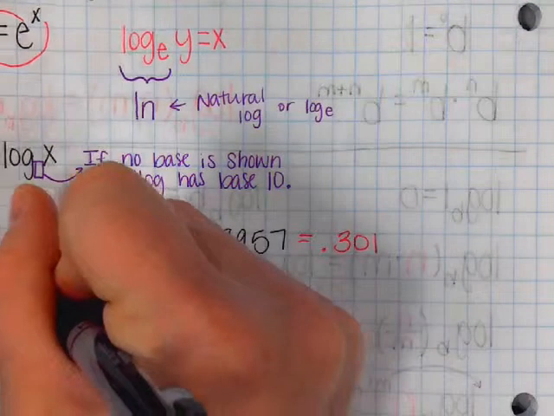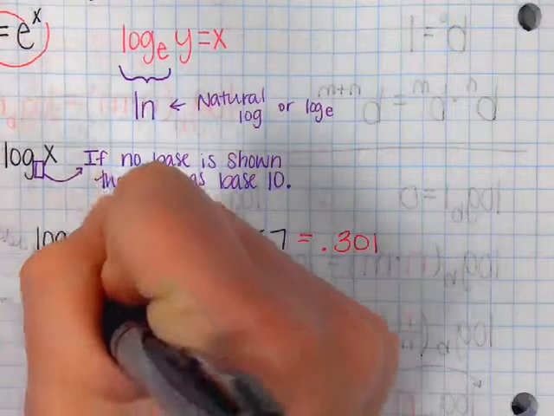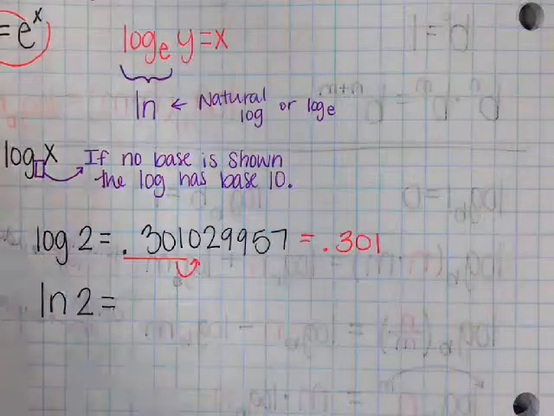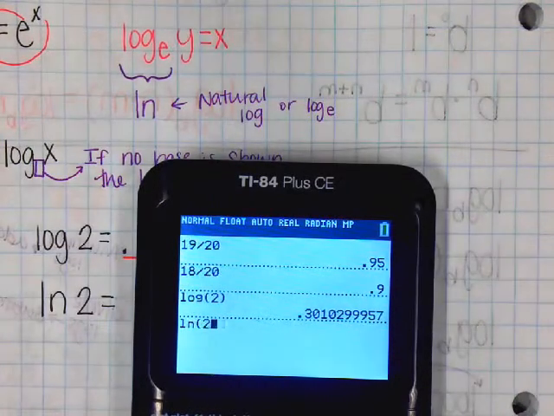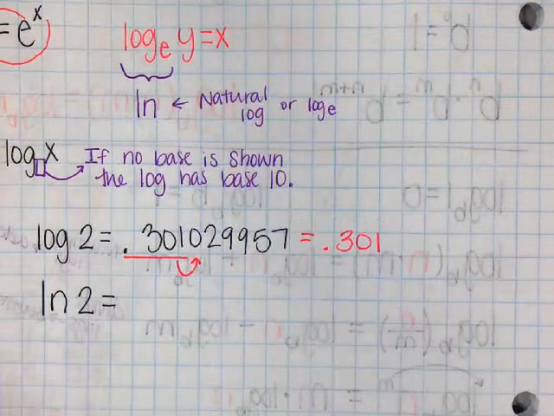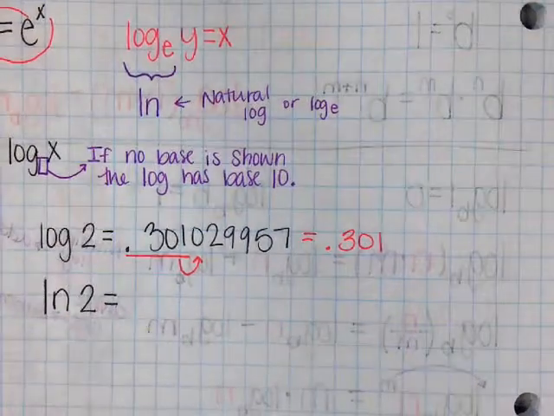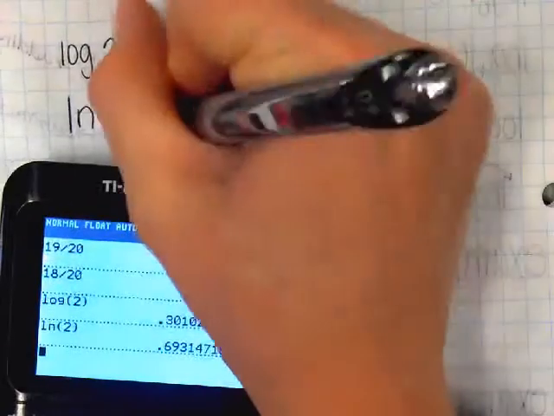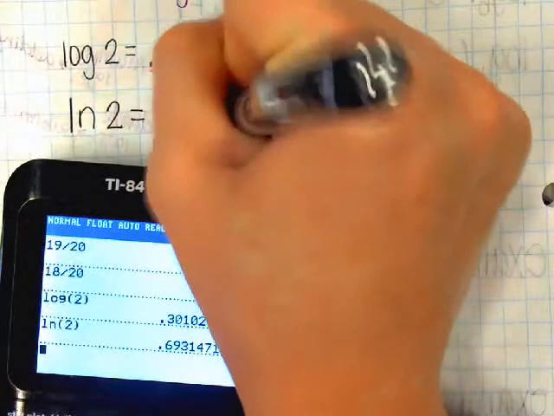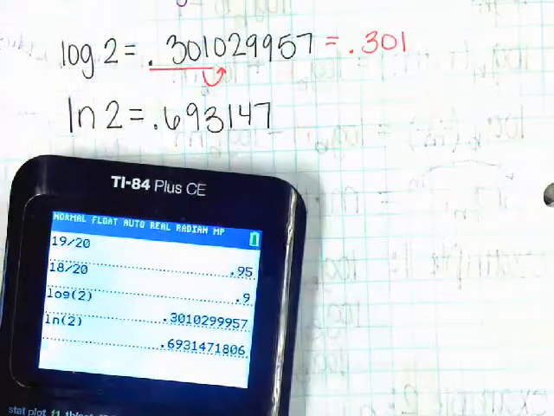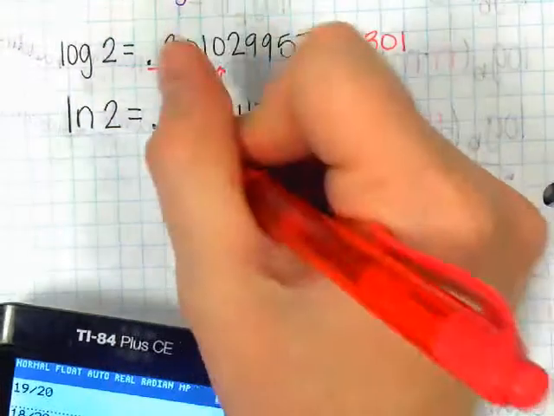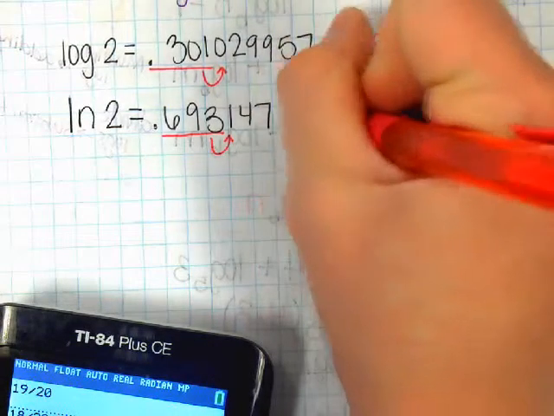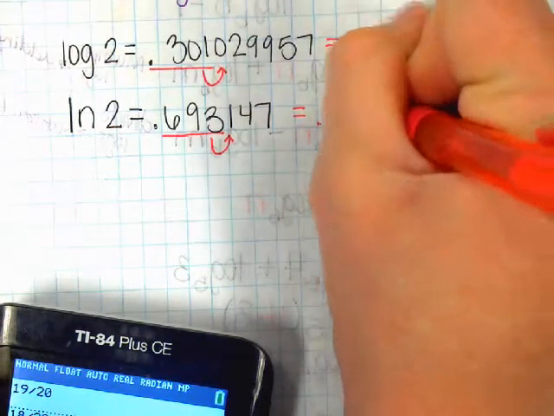All right. And then if we find the natural log of 2, it's going to give you a different answer, because this one has a base of 10, and this one has a base of e. So it is 0.693147. Again, I'm going to round to the thousandths place. So then my answer would be 0.693.